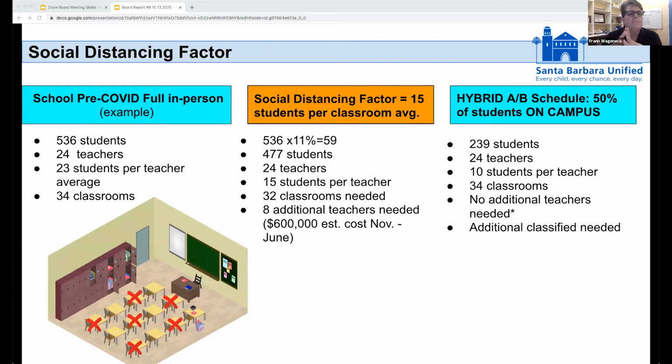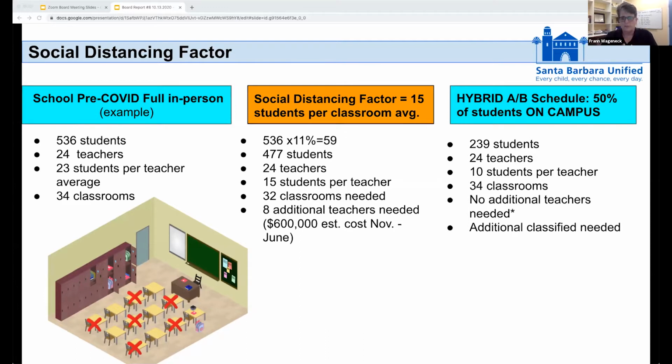So we took the 536 students in the school and kind of did the math. And first we eliminated the 11% of students who we estimate will not be returning to school at any time this year. They will be learning from home for the entire school year. So we took that off, and that left us with 477 students. We divided that by 15 students in a classroom, and we find that we need 32 classrooms, which we have, but we would also need 32 teachers. So as a result, in order to make this happen, we'd have to hire 8 additional teachers at a cost of approximately $600,000 for the remaining of the school year.